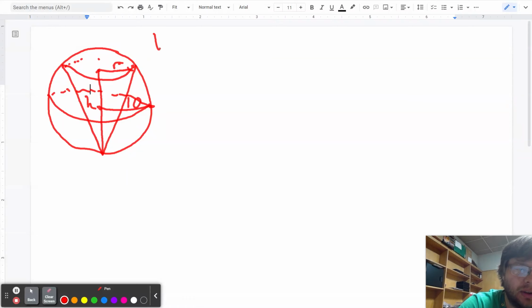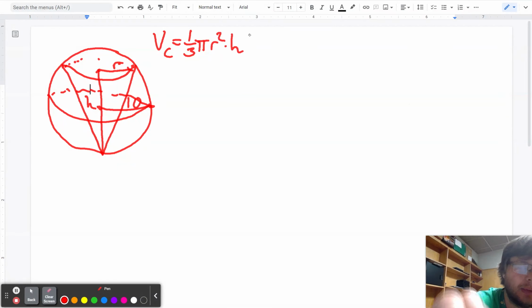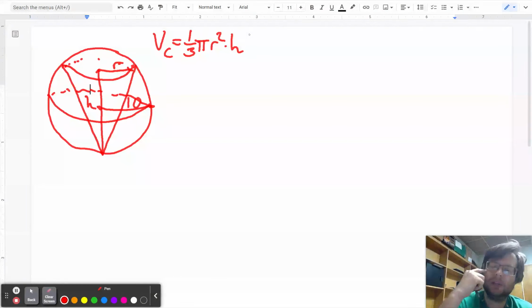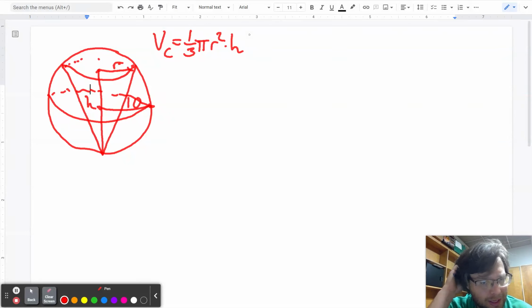But we know that the volume of a cone, the formula is 1/3 pi r squared times the height. So what we need to do is figure out how can we relate the radius and the height, and use that to figure out the biggest cone that will fit in there.